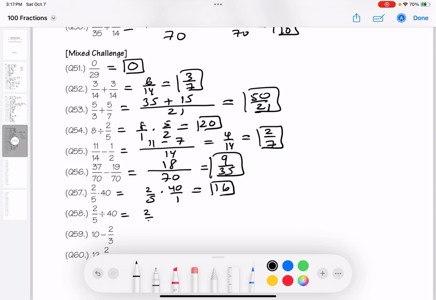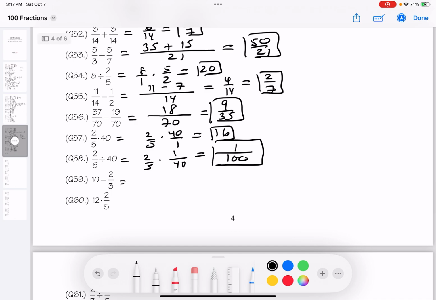All right, let's put this one down. It's 2/5. Now we're dividing by 40. It's like multiplying by 1 over 40. Well, I'm looking at it, I'm going to say the 2 cancels in top and bottom. 2 goes into 40 20 times, and 5 times 20 is 100. That's 1/100th.